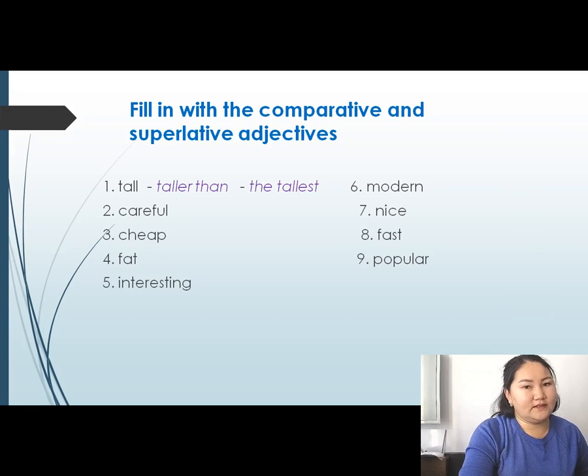So let's practice with exercises. The first task: fill in with the comparative and superlative adjectives. For example, tall, taller than, the tallest. Next, careful, more careful, the most careful. Yes. Now let's check.